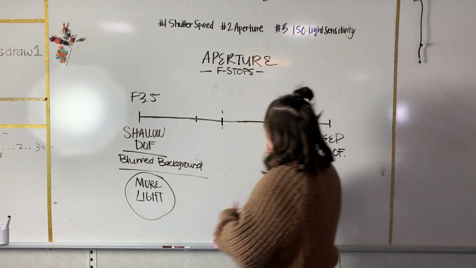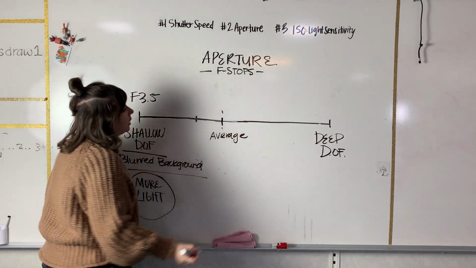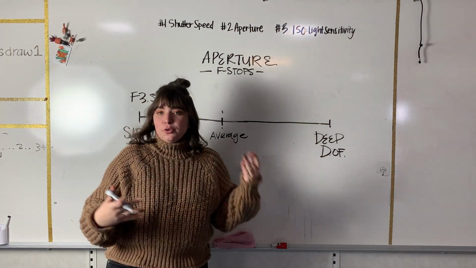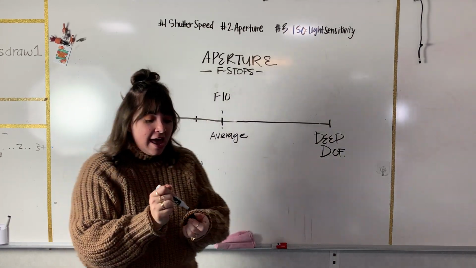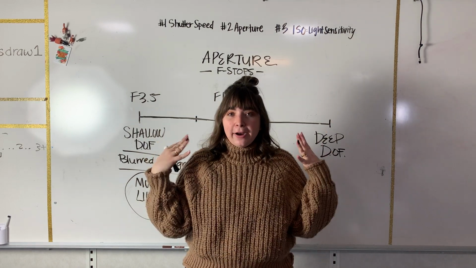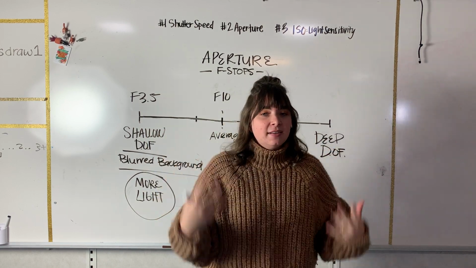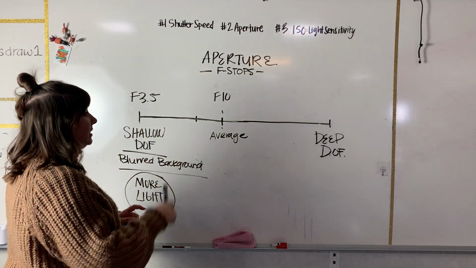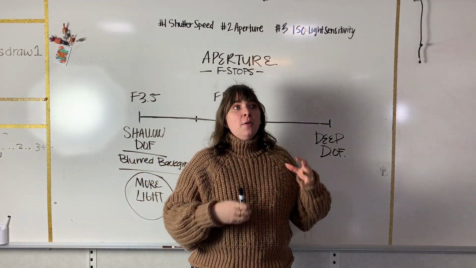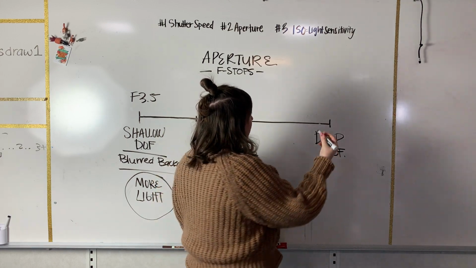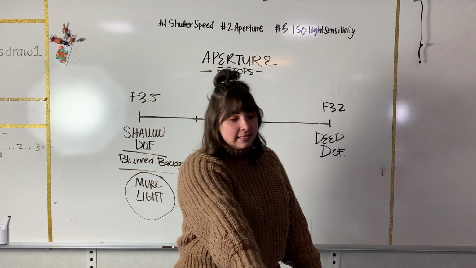The average f-stop, for your camera or your iPhone, is usually around f10, somewhere around there. And at f10, your background is still pretty clear, but there might be a little bit of blur in the distance. Awesome. The deepest f-stop that you can get, the deepest depth of field and the most detailed background, is going to be at f32, and that's how deep these cameras can go.